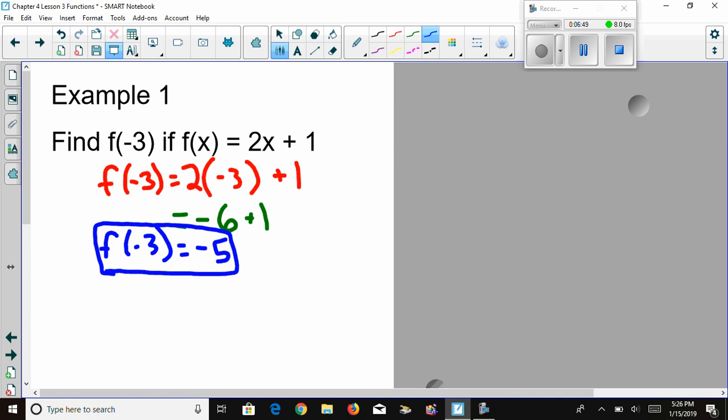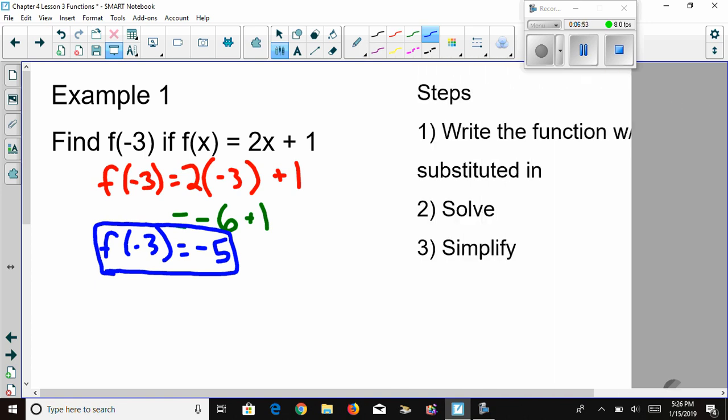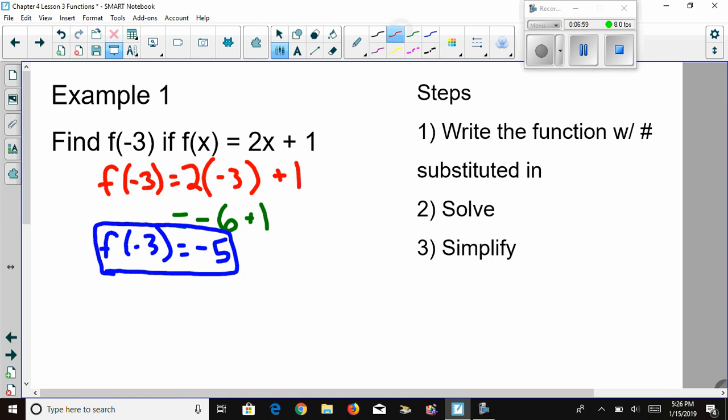For those of you that prefer it, let me go ahead and give you our formal steps. We write the function with the number substituted in. That was this step here, step 1. Step 2, solve. Step 3, simplify. That's all that took place in the rest of the problem. Let us go ahead and take a look at a second example of a problem like this.